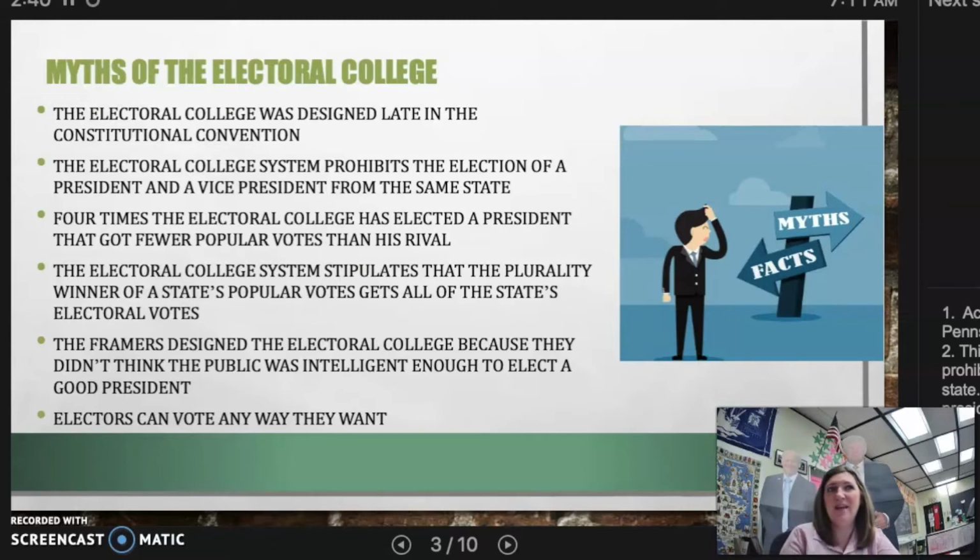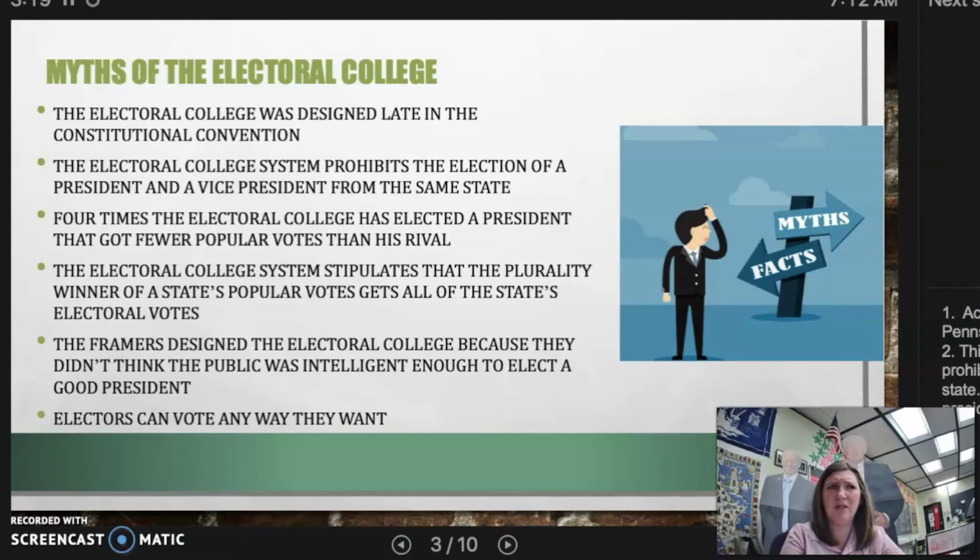The third myth is talking about the fact that 4 times the Electoral College has elected a president that got fewer popular votes than his rival. So thus, somehow, the Electoral College system is bad. Well, let's remember that the national popular vote that we tabulate has nothing to do with actually who wins or loses. The national popular vote is something we add up because we're interested in knowing how many people in general voted for president. But it has happened that the Electoral College elects a president that doesn't win the national popular vote. So let's talk about that for a second.